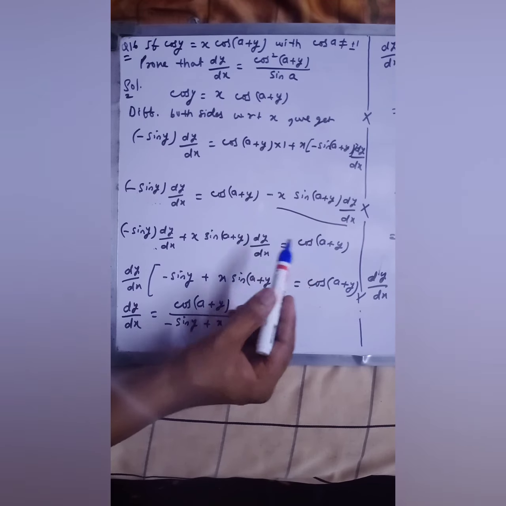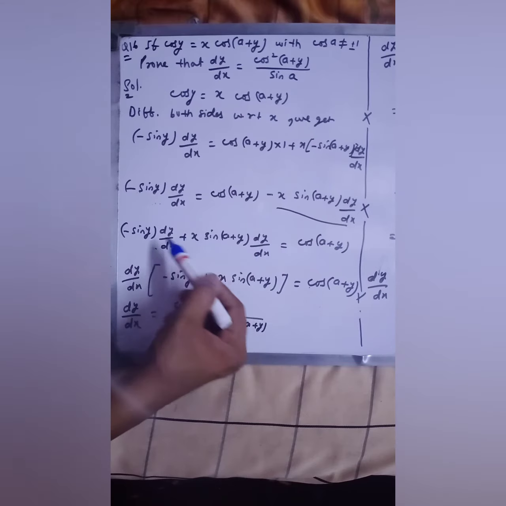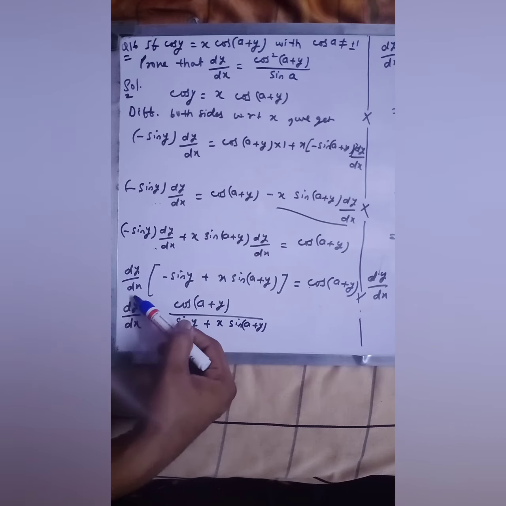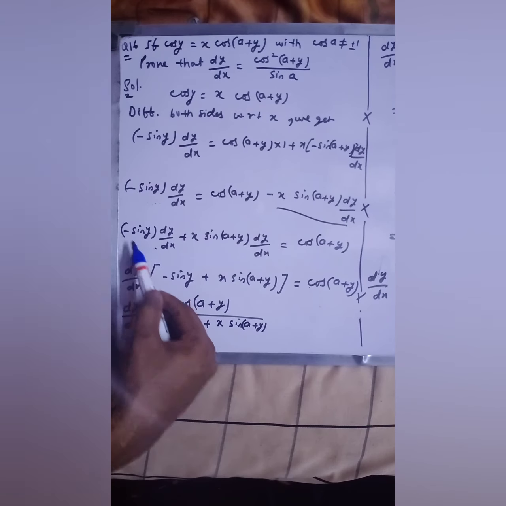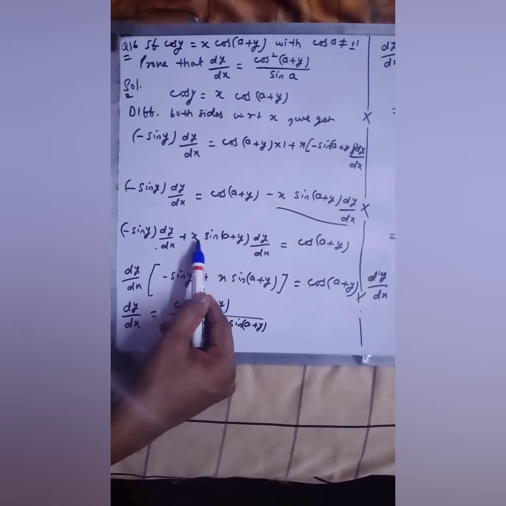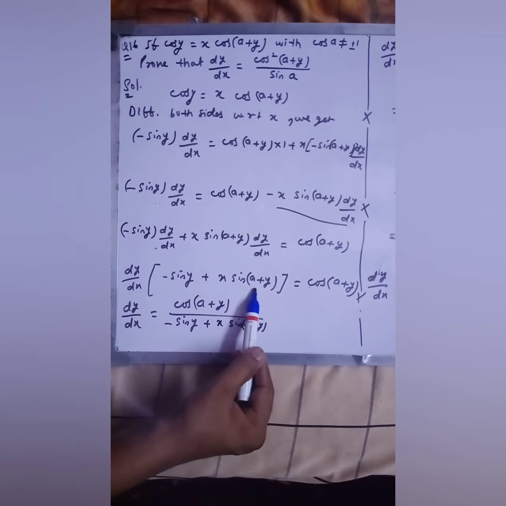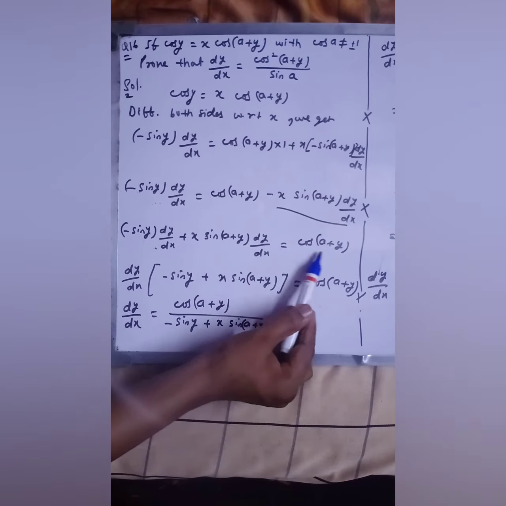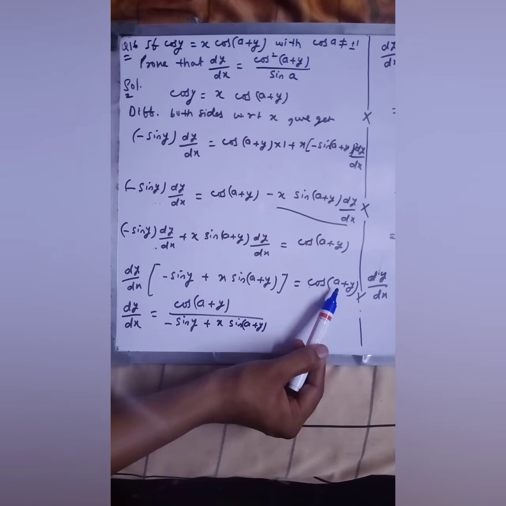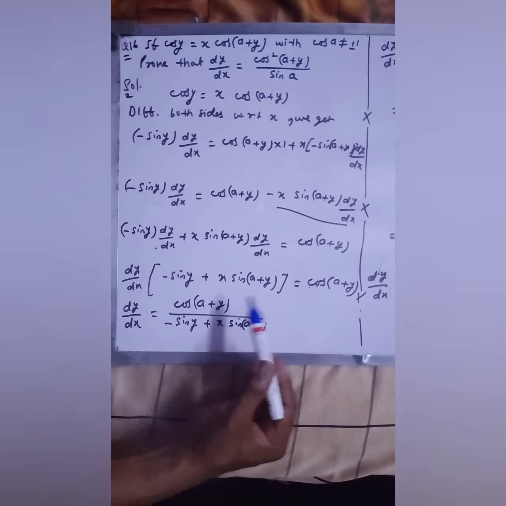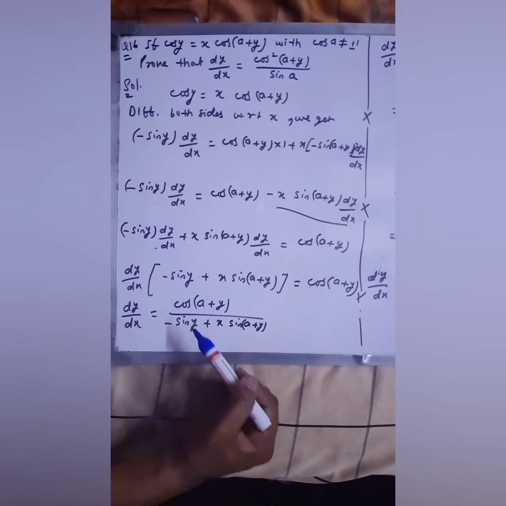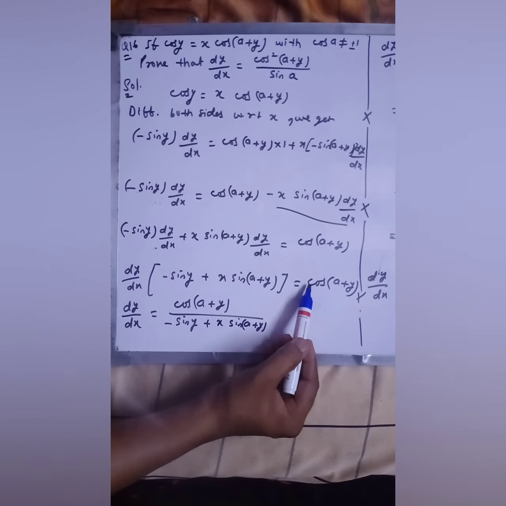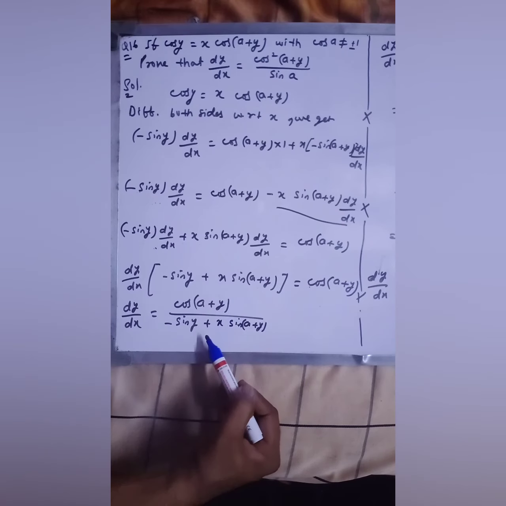Now as you know, we can take dy by dx common from these two, so dy by dx will be common, and inside this bracket you have to write minus sin y plus x sin(a plus y), equals the same term on the right hand side. Now this term will come in the denominator, so this will be cos(a plus y) over this, and this is your next step.